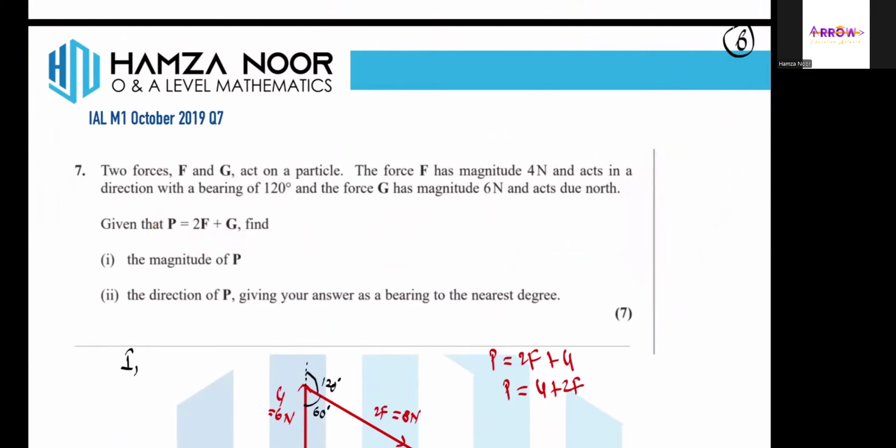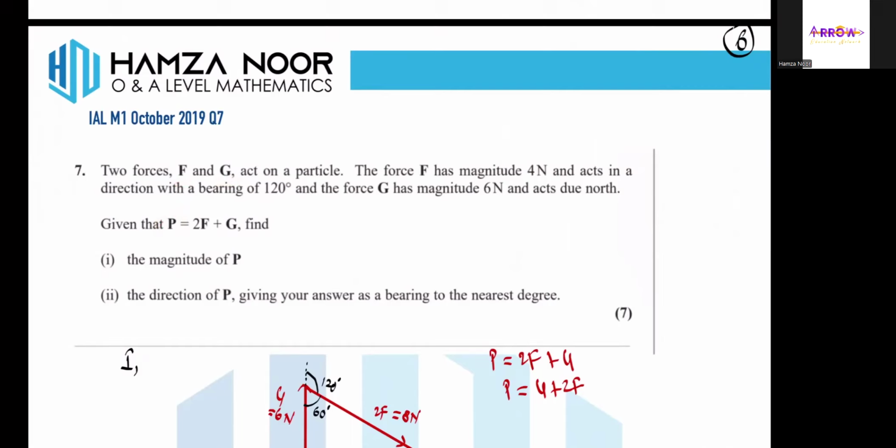This also means that vector P is not the resultant of F and G. Okay, you need to understand this basic thing. Vector P is not the resultant of F and G, but vector P is the resultant of 2F and G.